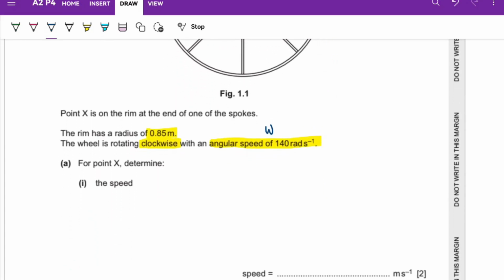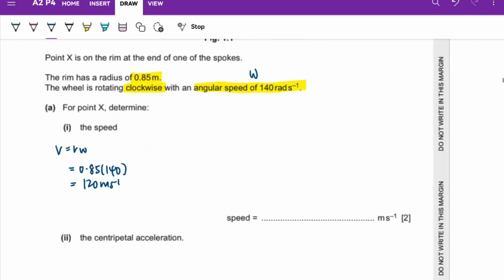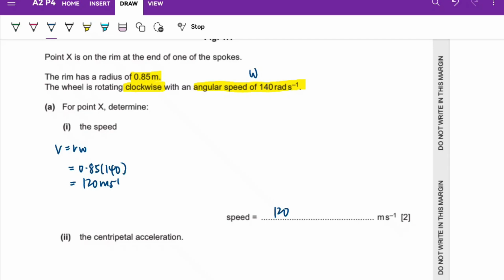We know the speed has a formula of v equals r omega. Our r is 0.85 and our omega is 140 radians per second. When you calculate this, you will get 120 meters per second. That's your answer. Now, if you're wondering how I got v equals r omega, why suddenly v equals r omega?